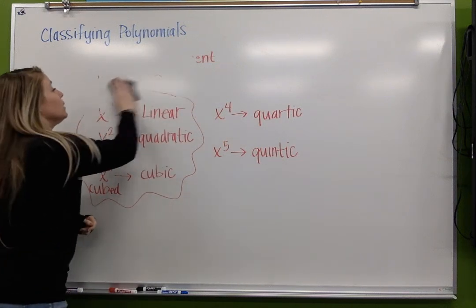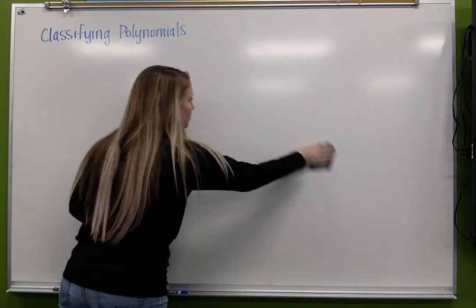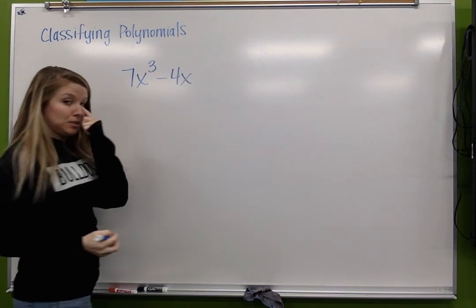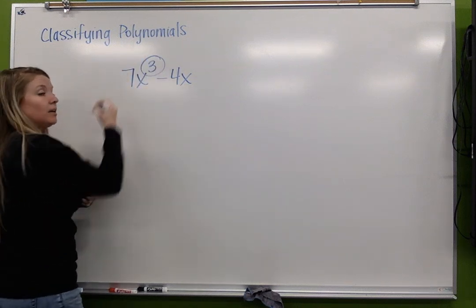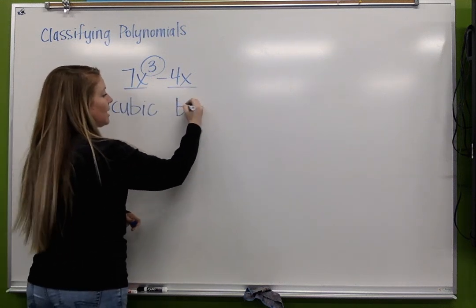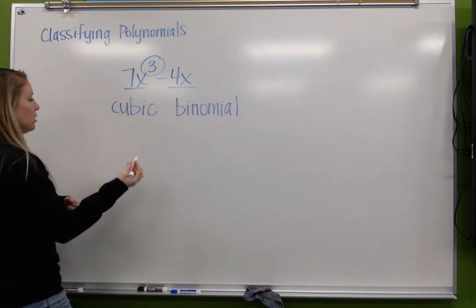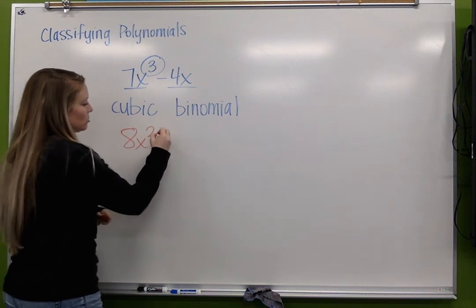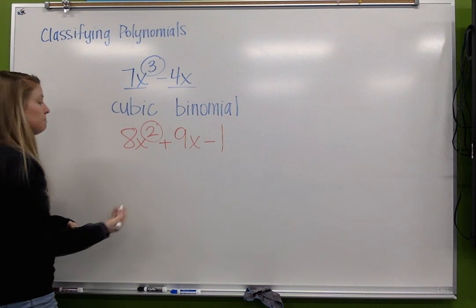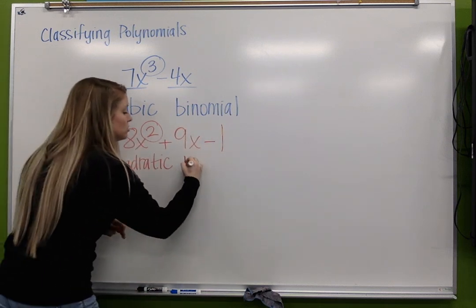So when we classify our polynomials, we base it off of the power and how many terms. If I said 7x to the third power minus 4x, the highest power is a 3, so that makes this a cubic. And then we have 2 terms, which makes it a binomial. Another example: 8x squared plus 9x minus 1. The highest power here is a 2, so this is a quadratic. And it has 3 terms, so it is a trinomial.